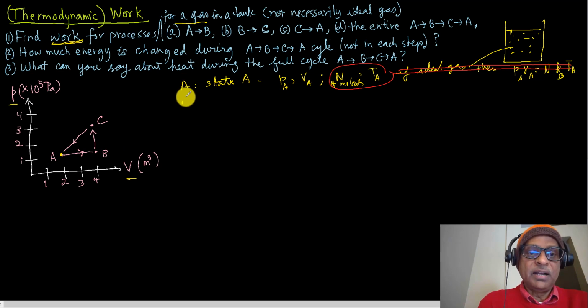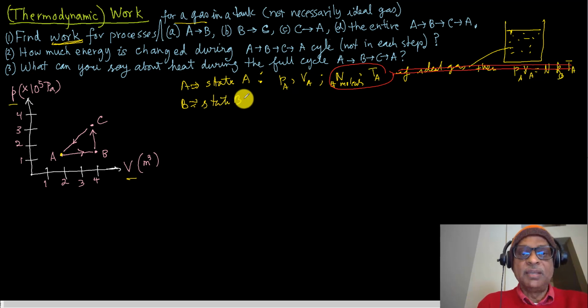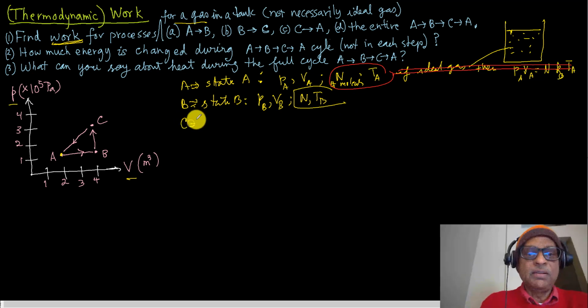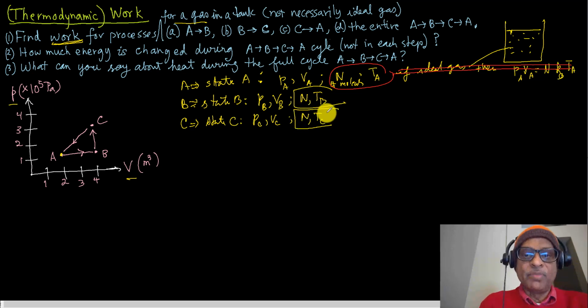At B, B means state B, and state means these properties. Okay, state B, and then you have a PB and VB, and you have the number of molecules N and TB, which are not known. At C, C means state C, and PC, VC, and then correspondingly N and TC. These are not known and not necessary to know here.